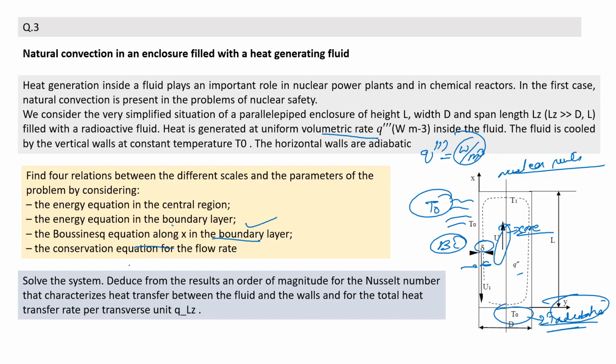So the question is, solve the system, deduce from the result an order of magnitude analysis for the Nusselt number that characterizes the heat transfer between the fluid and walls, and for the total heat transfer per unit length, Q over LZ. Okay. So if LZ is the span length, maybe it will be some LZ. Q triple prime.